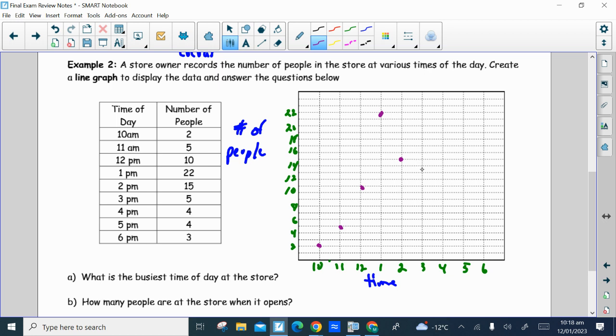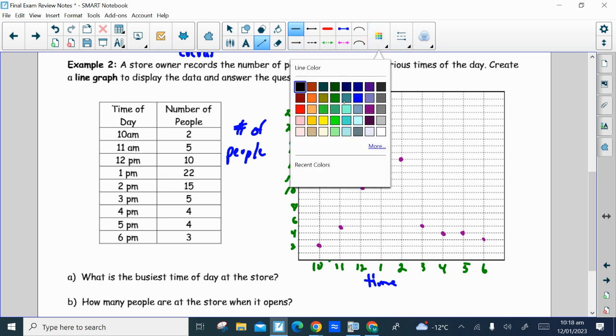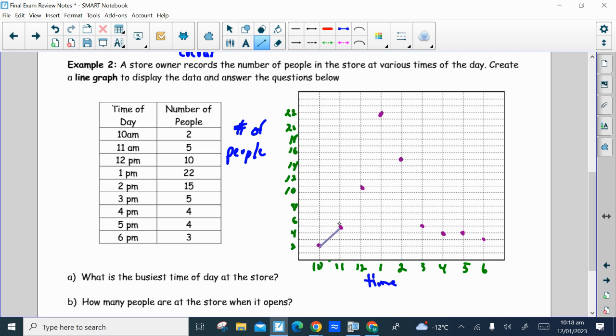At 3 p.m., down to 5. At 4 p.m., down to 4. Still 4 at 5, and at 6, down to 3. And a line graph is just a series of lines. You connect the points together with a line from one point to the next.